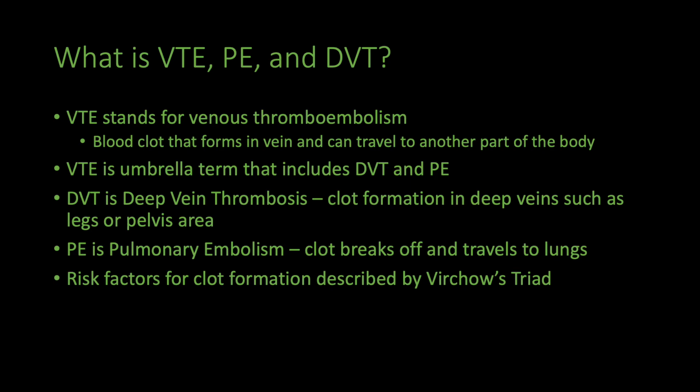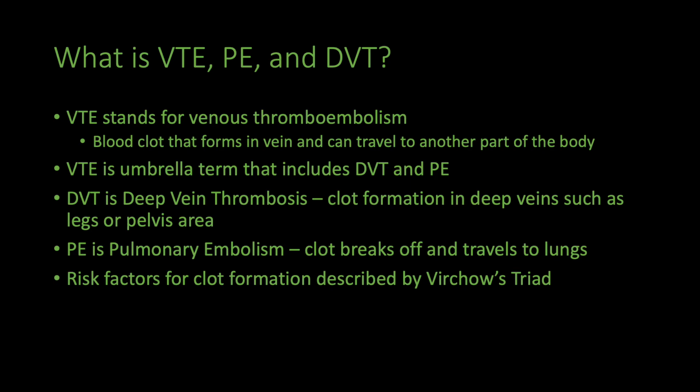DVT is essentially the same as VTE. It's just that DVT is more dealing with the deep vein thrombosis. So the clot formation occurs in the deep veins, such as in the legs or the pelvis area, more on the peripheral parts of the body. Usually the legs, though, in this case. Pulmonary embolism, as you can see in the term pulmonary, you're dealing with more of the lungs. So the clot breaks off and travels to the lungs, which can also lead to damage in that part of the body.